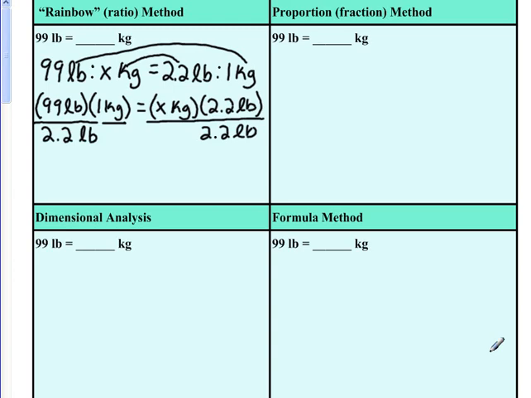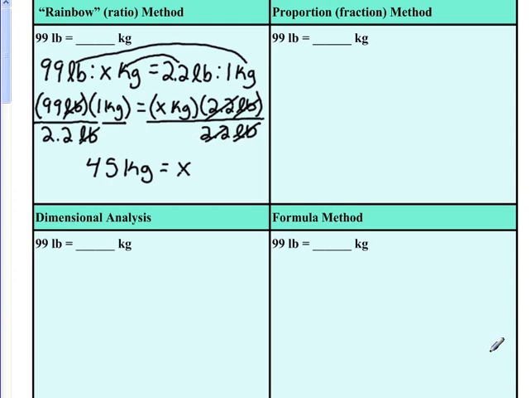Notice that on the right side of the equation, both the number 2.2 as well as the unit pounds cancels out. On the left-hand side, only the unit pounds cancels, not the numbers themselves. We now can multiply 99 times 1, then divide by 2.2 to get the number of kilograms. We can now see that 99 pounds is equivalent to 45 kilograms.